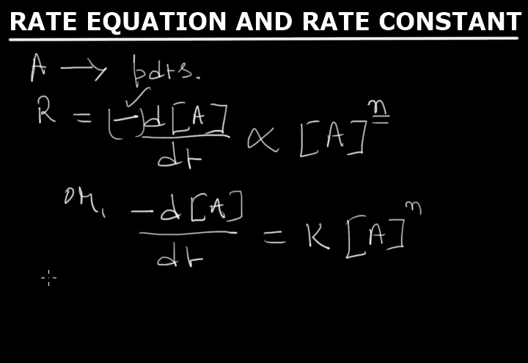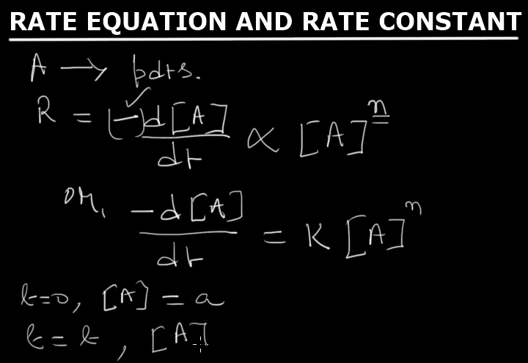Now, if the concentration of A is small a when time is 0, that is molar concentration of A is small a, and when time is t seconds, concentration of A becomes a minus x. Now what is x? x equals concentration of product.